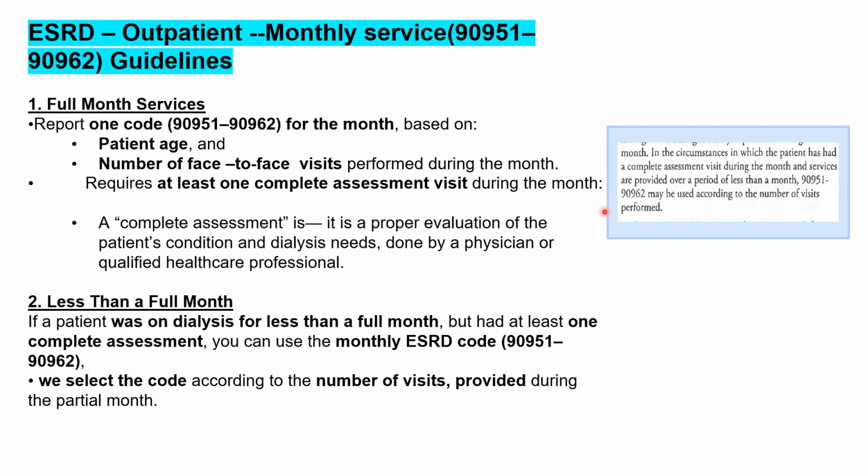What is a complete assessment? A complete assessment is a proper evaluation of the patient's condition and the dialysis needs. It is done by the physician or qualified healthcare professional. Now let us see the less than full month service. If the patient was on dialysis for less than a full month but had at least one complete assessment, then we can use the monthly ESRD code. This is a very important statement, that the service may be less than a full month but if he had one complete assessment, at that time we can use the monthly ESRD code.